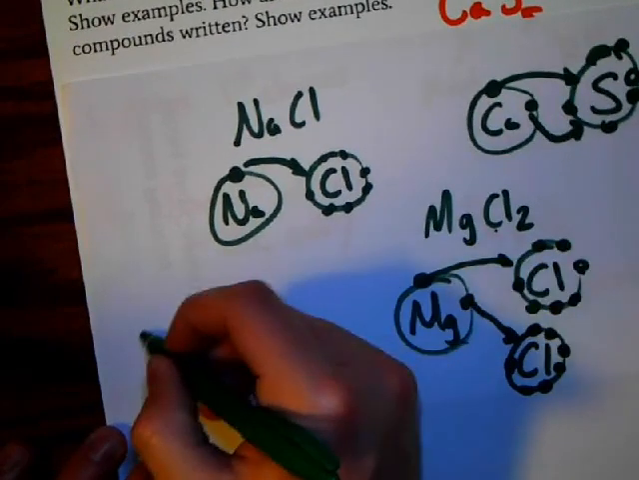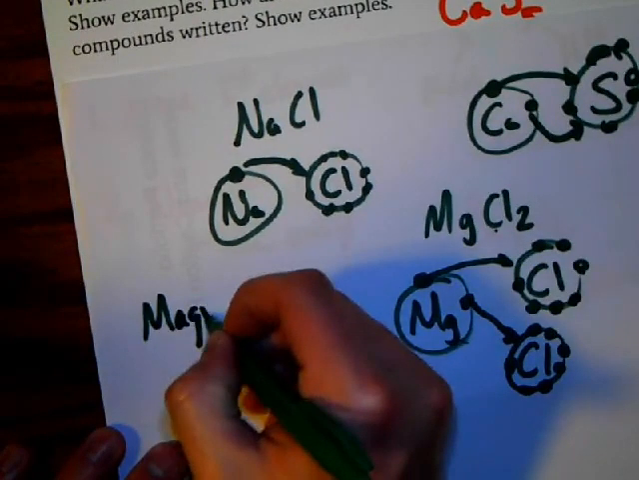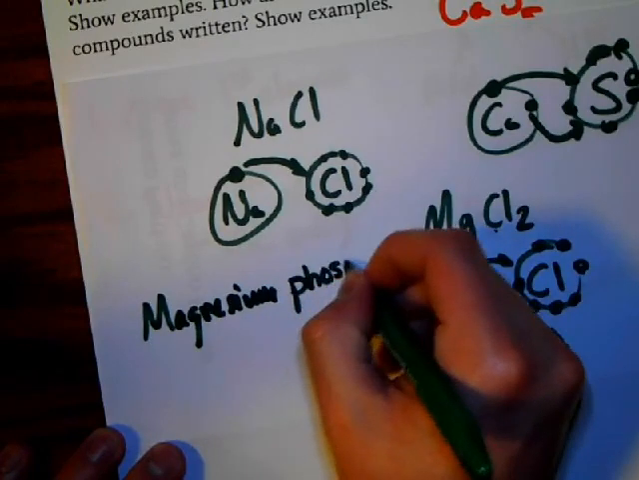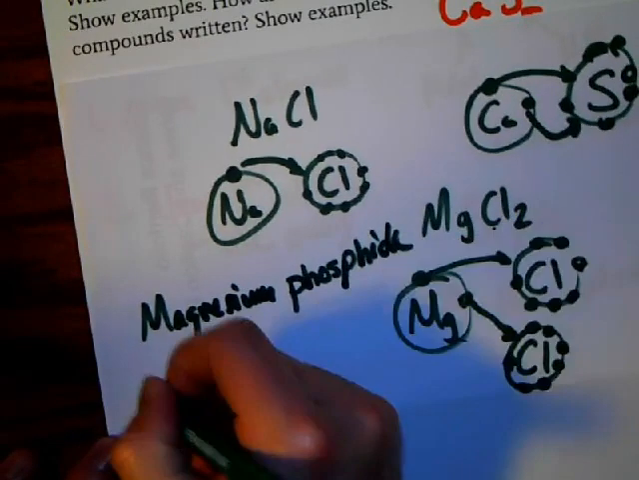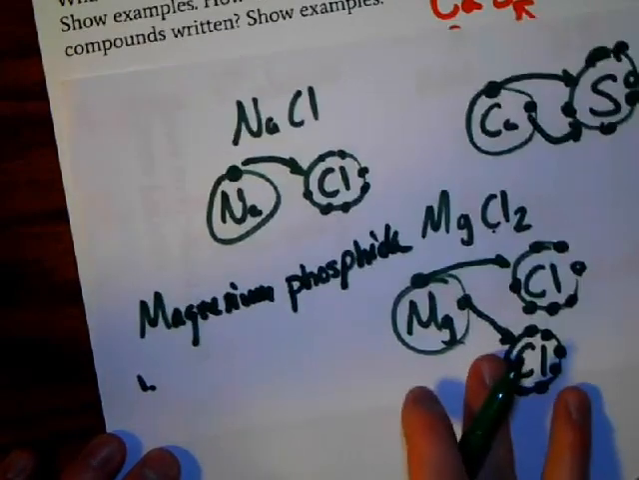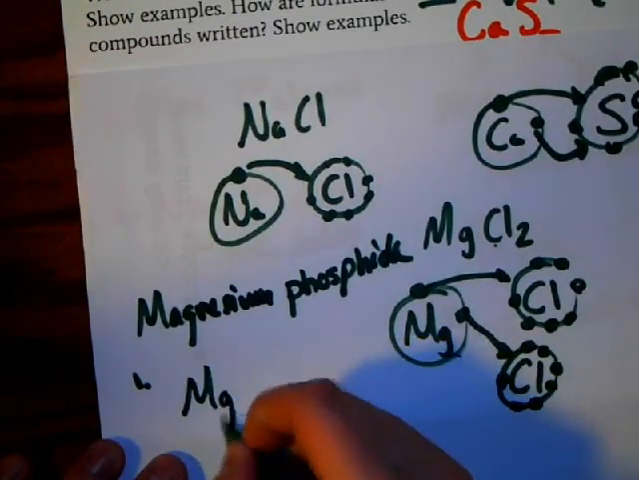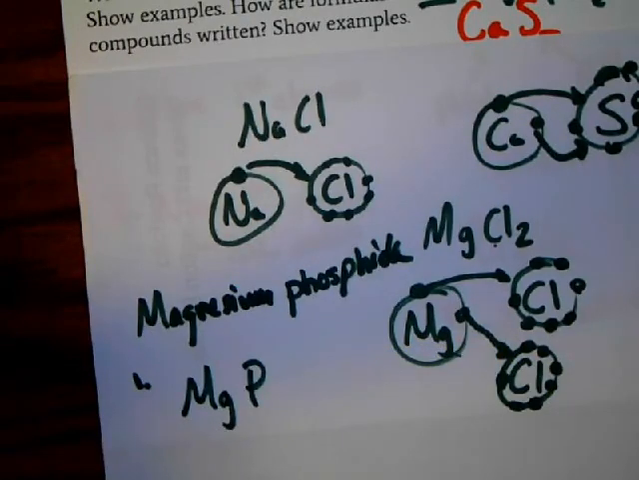So if I had this name, magnesium phosphide, your first step is you have to identify what are the 2 elements here and write their formulas. So magnesium is Mg, phosphorus is P.